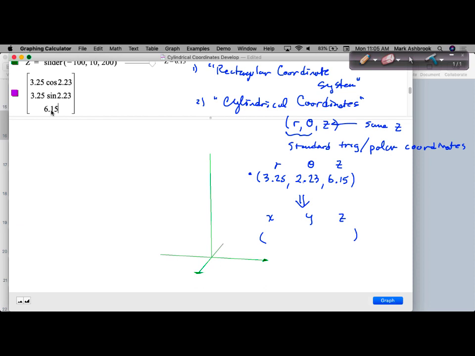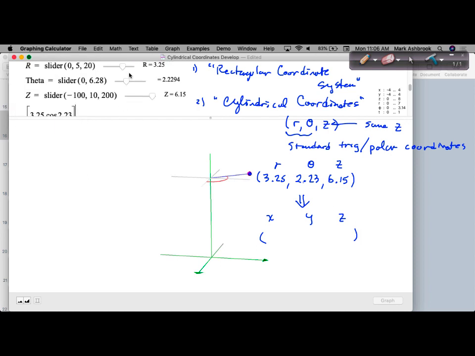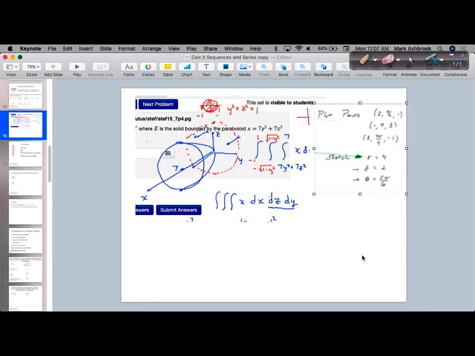Let's see if that gets you a point in the same place. Make it bigger. Yep. So I just graphed the x, y, z coordinates of the point, and I'm showing you that it landed in the same place as the r, theta, z of 3.25, 2.23, and 6.15. Make sense?